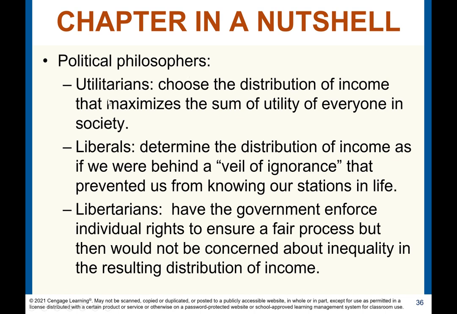Political philosophies. Utilitarians choose the distribution of income that maximizes the sum of utility of everyone in society. Liberals determine the distribution of income as if we were behind a veil of ignorance that prevented us from knowing our stations in life. Libertarianism has the government enforce individual rights to ensure a fair process, but then would not be concerned about inequality in the resulting distribution of income.